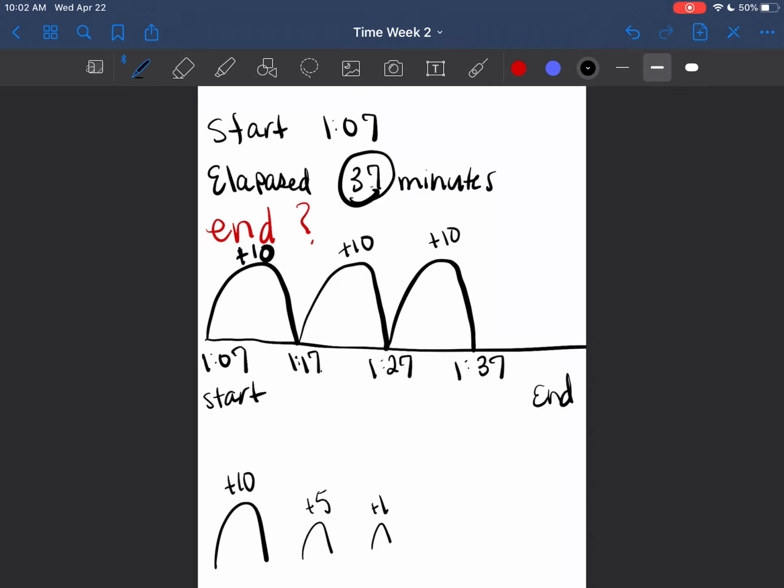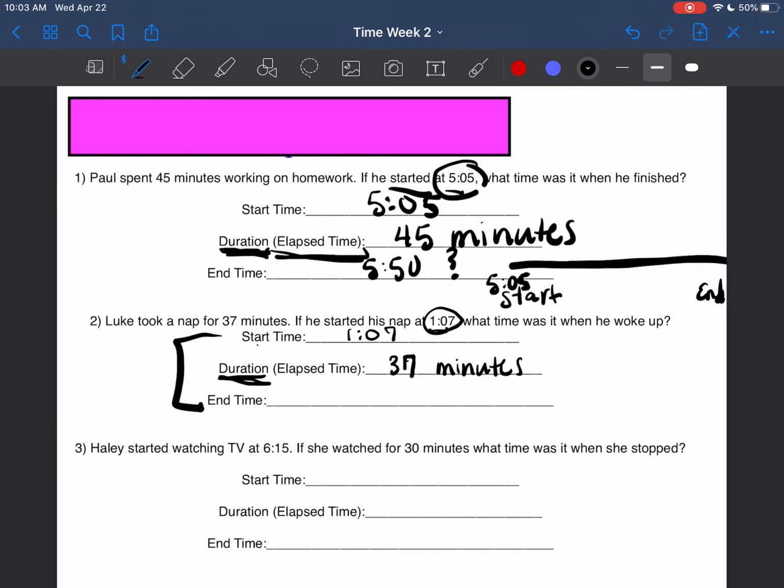So I'm going to jump 1 minute to show you. So I'm going to jump until I reach 37 minutes. So far, I've passed 10, 20, 30. 31 minutes, 32 minutes, 33, 34, 35, 36, 37 minutes. Now let's figure out what time it is. If this was 1:37, 1:38, 1:39, 1:40, 1:41, 1:42, 1:43, 1:44. So my end time is 1:44.